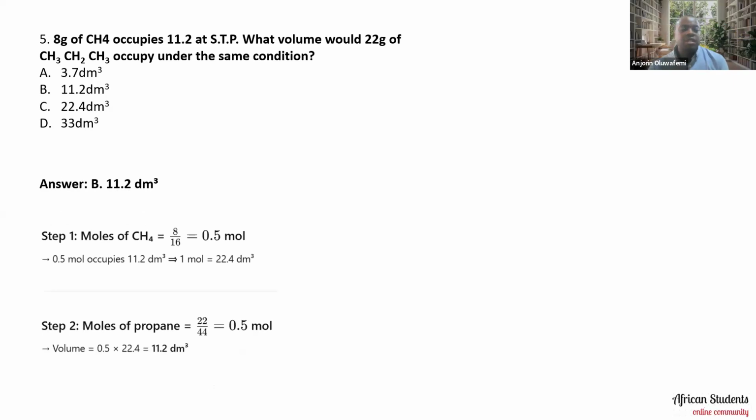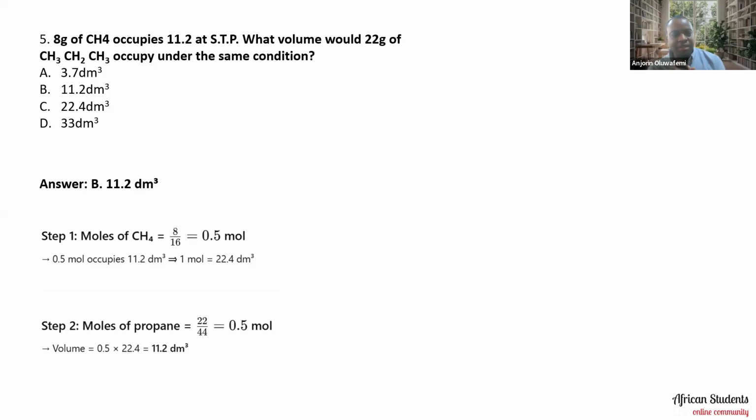And how do we arrive at this? The first thing is that we know the moles of methane, which is 8/16, that's 0.5 mole. That is, 0.5 moles occupies 11.2 dm cube. Therefore, 1 mole will be equal to what? 22.4 dm cube. Now, step 2, the mole for propane is 22 divided by 44.